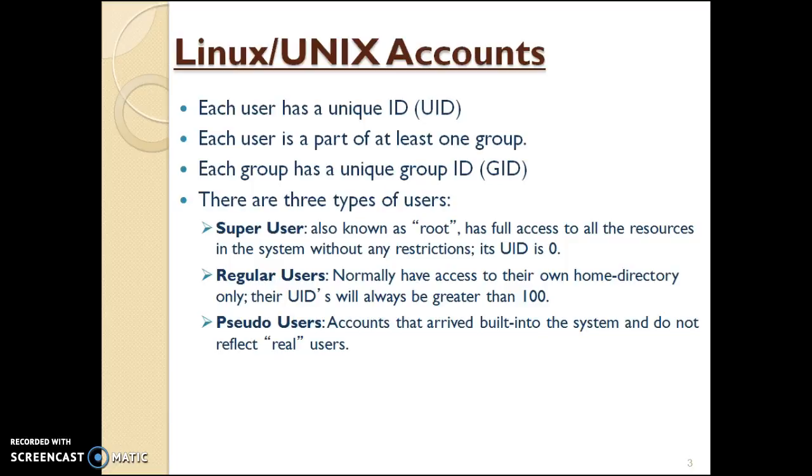Each and every user needs to belong to one among these three types of users. The first one is the super user, which is also known as the root user. The user who has full access to all the resources in the system without any restrictions. The super user will be represented with an ID 0. The regular users are considered to be normal users who have access to their own home directory only. Their user ID will always be greater than 100.